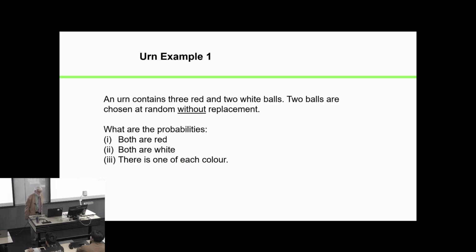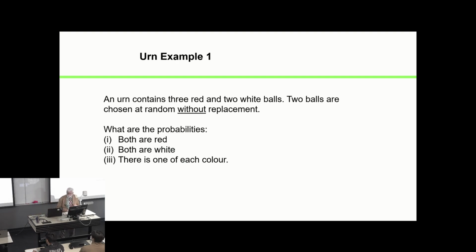So here's our very first question. First of all, what is an urn? An urn is a bucket, okay? It's like a pail, a bucket, or whatever. And so you've got this urn, and it contains 5 balls. 3 are red, 2 are white, okay?